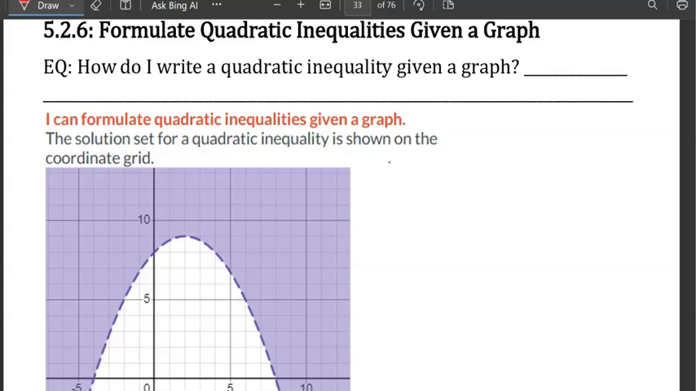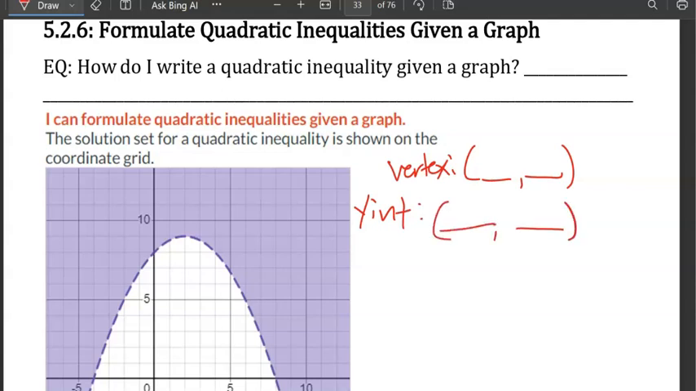So the things you want to find is the vertex, the y-intercept or some other point, and then A. Okay, the vertex is right here. It is at 2, comma, 9. The y-intercept is right here. It is 0, comma, 8.